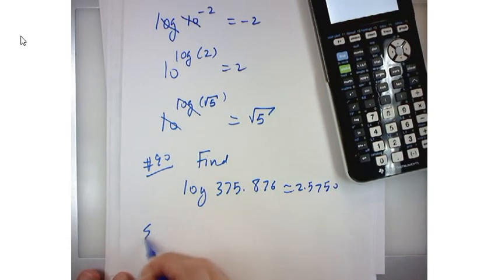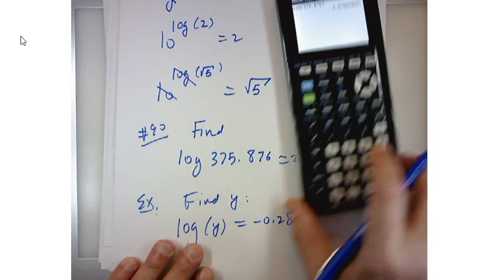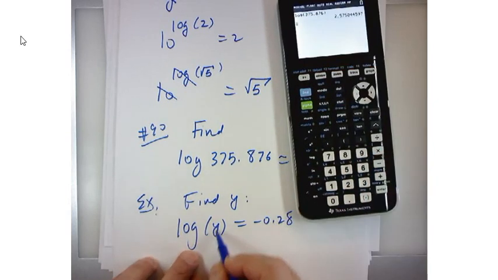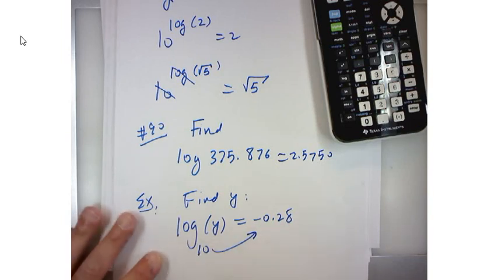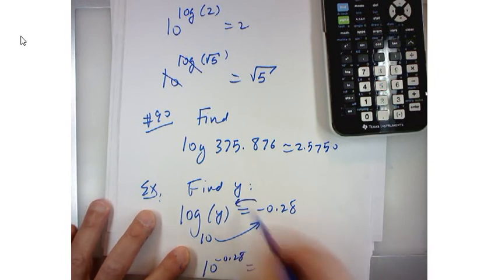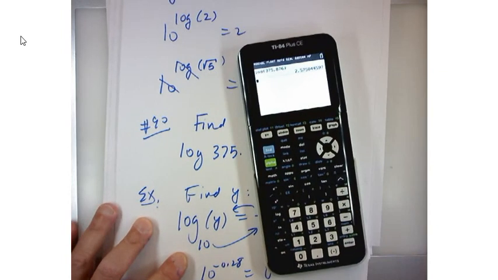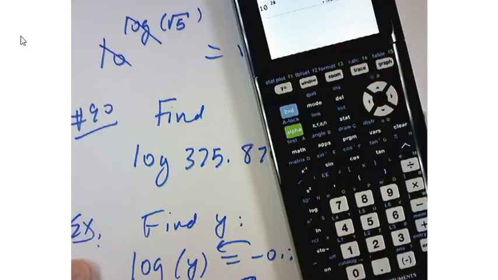But if they say find y, and you have log of y equals negative 0.28, I couldn't possibly do log of y because I don't know what y is. But to get y, I need to change it into exponential. When you're stuck with log, your savior is always the exponential. So 10 to the negative 0.28 equals y. And that's what you key in your calculator. 10 to the exponent negative 0.28. 4 decimal places, so it's 0.5248.